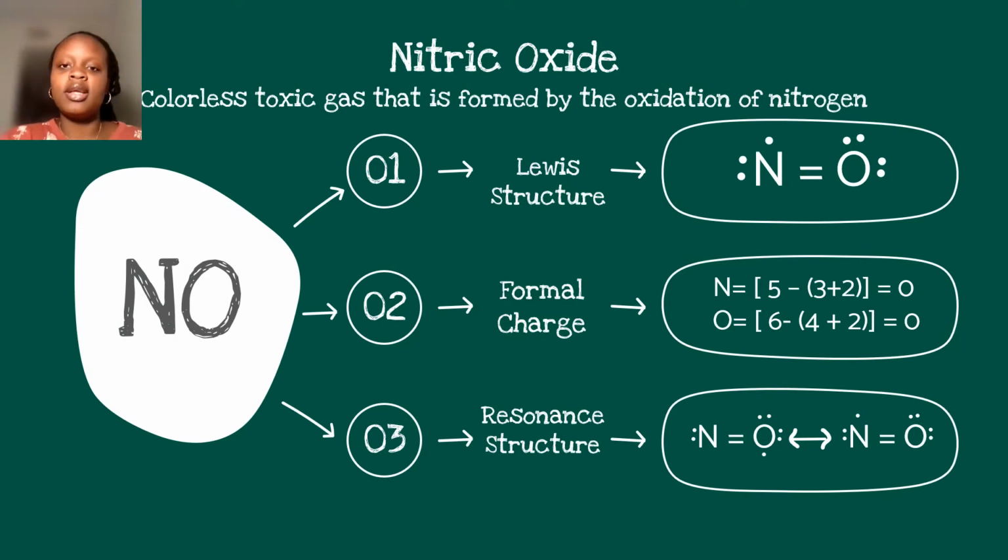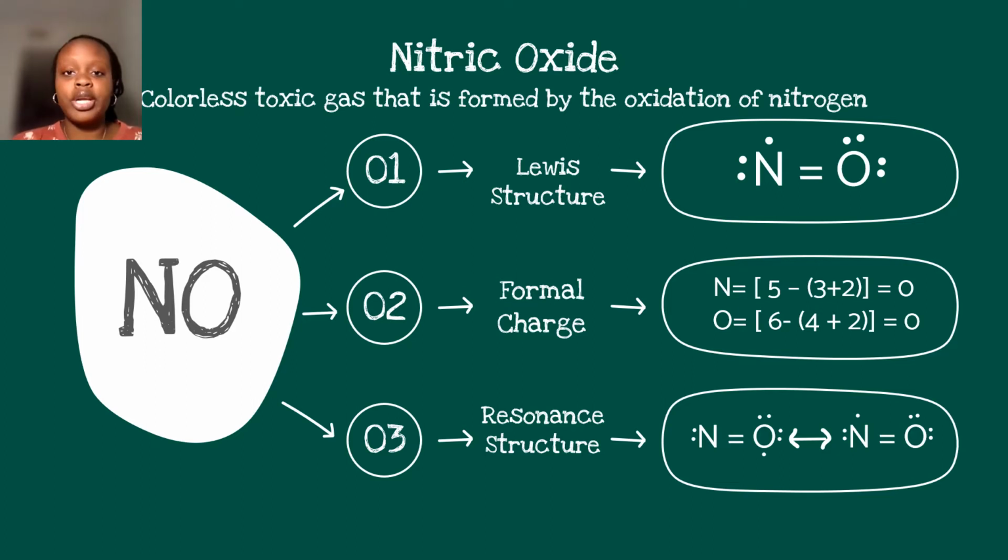Nitric oxide. Nitric oxide is a colorless toxic gas that is formed by the oxidation of nitrogen. The Lewis structure of nitric oxide is made of a nitrogen atom and an oxygen atom. Both atoms are connected by a double bond. The nitrogen atom has one unpaired electron, while the oxygen atom has two pairs of unpaired electrons.